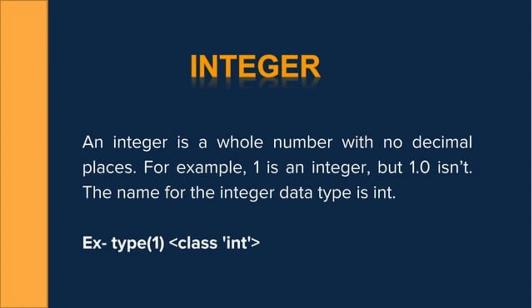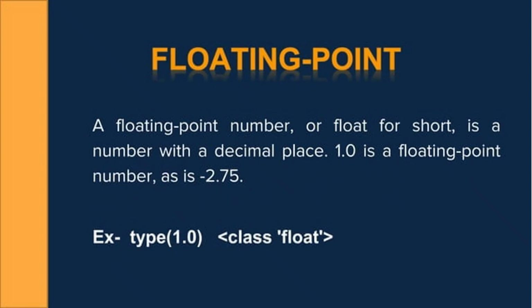So next one is a float. A floating point number, or float for short, is a number with a decimal place. Floats are numbers with fractional parts indicated by a decimal point.